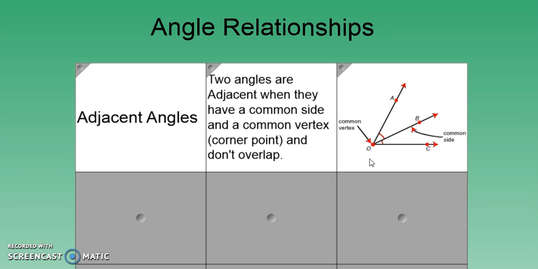And so we think of adjacent as next to, but unless our angles are actually sharing this side and vertex, we wouldn't call them adjacent. So if they're just sitting next to each other, that doesn't mean adjacent. They have to actually share that common side and vertex.